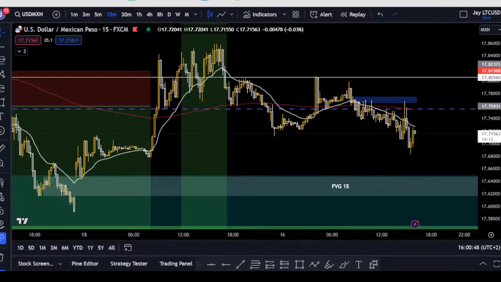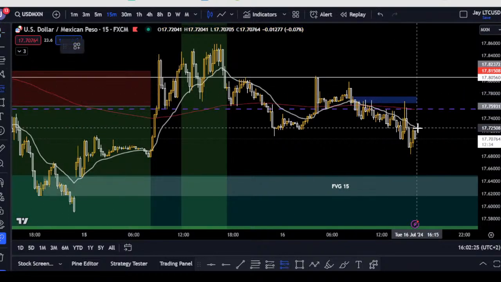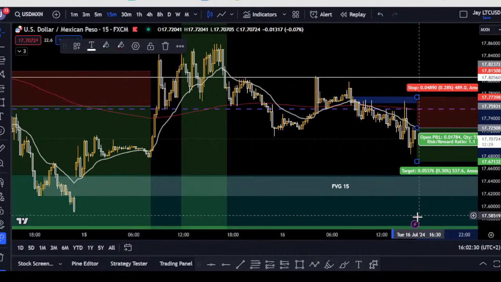Let's see. Just gotta fix my positions before I dive in, y'all. Right, done. Okay, let's look at this. So what I just did is I re-entered with another position here. I have entered so many times into this trade. I have my stop loss here in this order block.